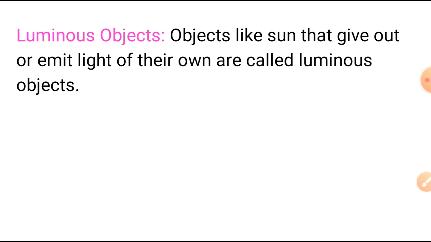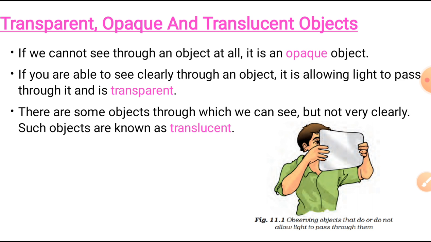The torch bulb is an object that gives out its own light. The sun is another familiar object that gives its own light. During daytime, the light of the sun allows us to see all the objects in our surroundings clearly. So students, we can conclude that objects like the sun that give out or emit their own light are known as luminous objects. Now we will group all the objects in our surroundings into transparent, opaque and translucent categories.